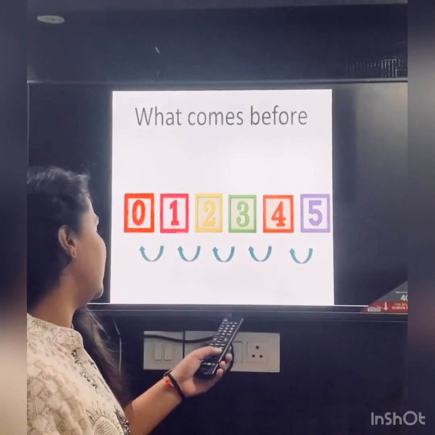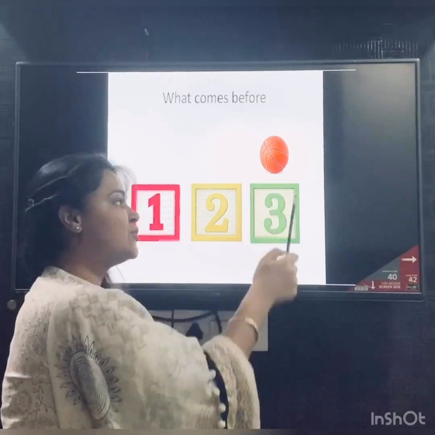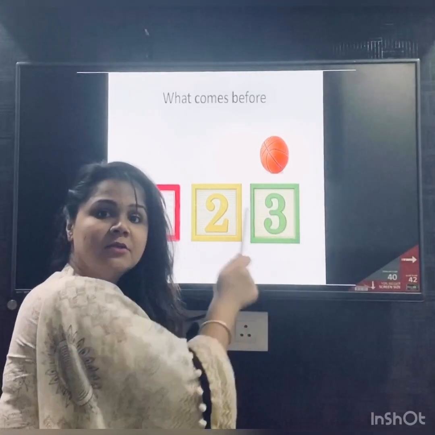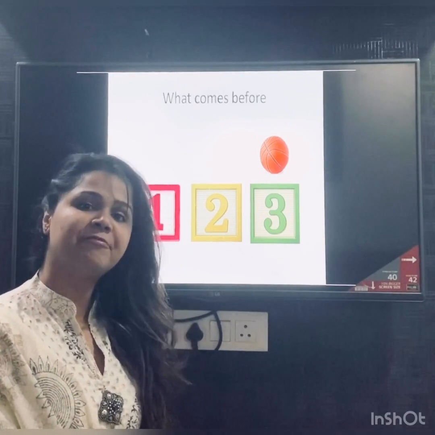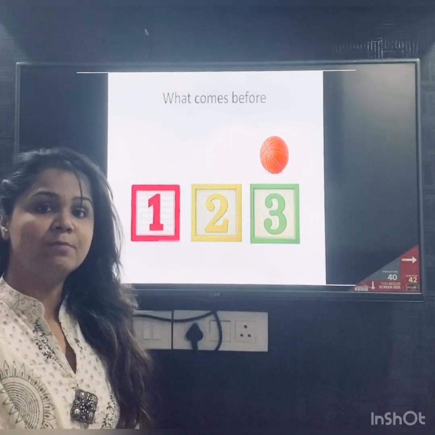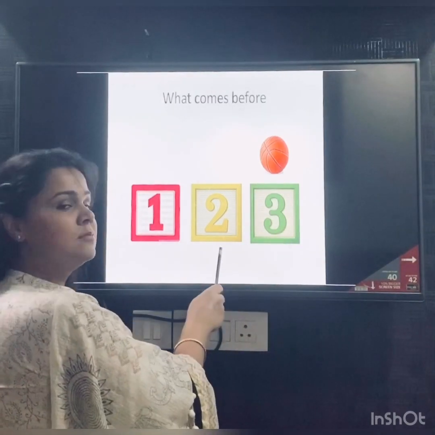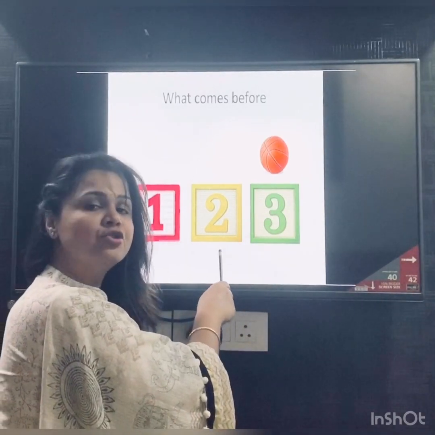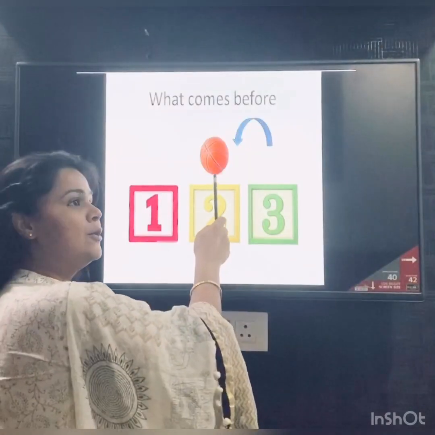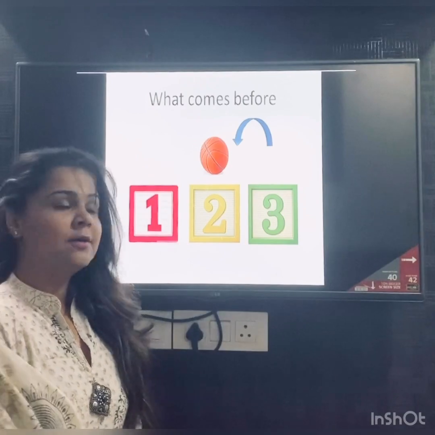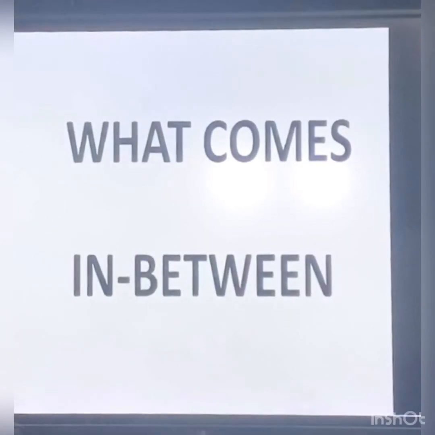Let's see this with the help of an example. Can you see the ball here, children? It's on which number? It's on number 3. So now the ball has to jump on the number before 3. So let's do backward counting from 3. 3. What comes before 3? 2. So the ball will jump on number 2.